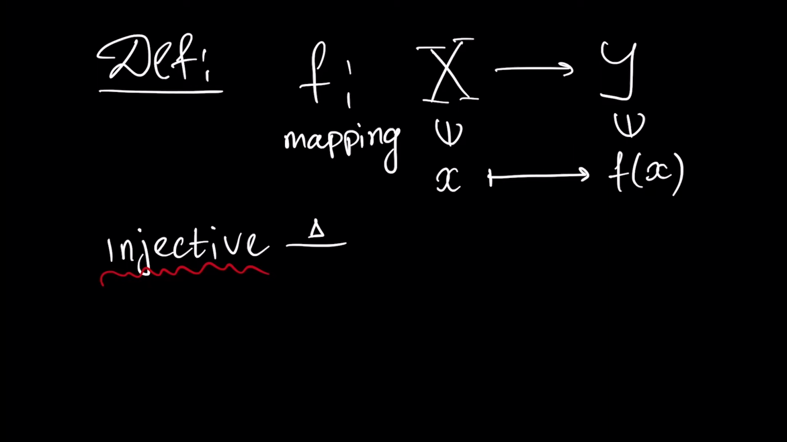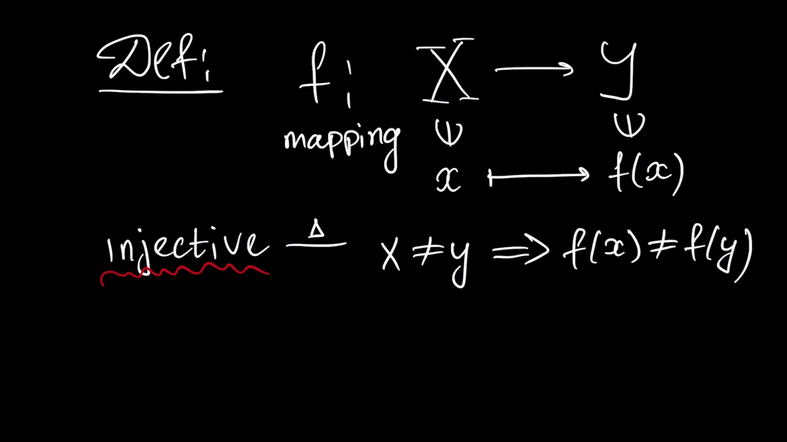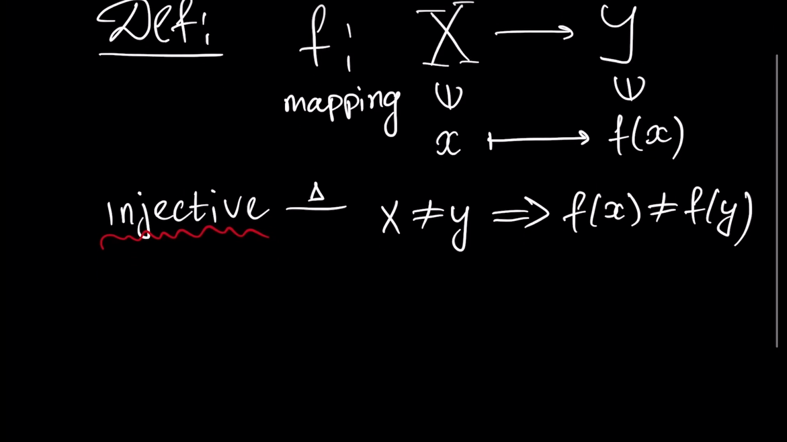By definition, if x is not equal to y, then f of x is not equal to f of y. That's why we can say that different elements are mapped into different elements in Y. Once again, different elements in set X are mapped into different elements in set Y. In this case, our mapping is called injective.